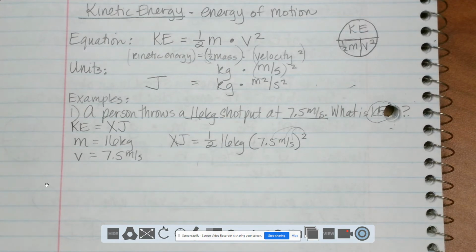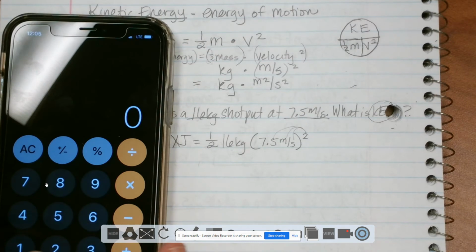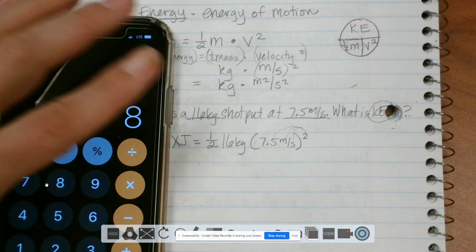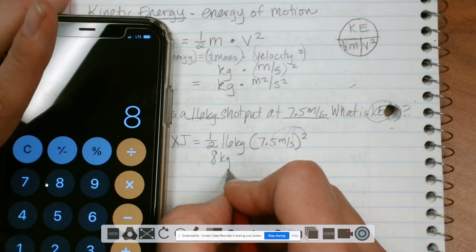At this point, some of this I can just do in my head. I know that half of 16 is 8. If I didn't know what half of it was, maybe because it's a bigger number, I could multiply it by 0.5. 16 times 0.5 gives you 8 as well. So just remember, half and 0.5 are the same thing. That's going to give me 8 kilograms. I'm going to do that first.